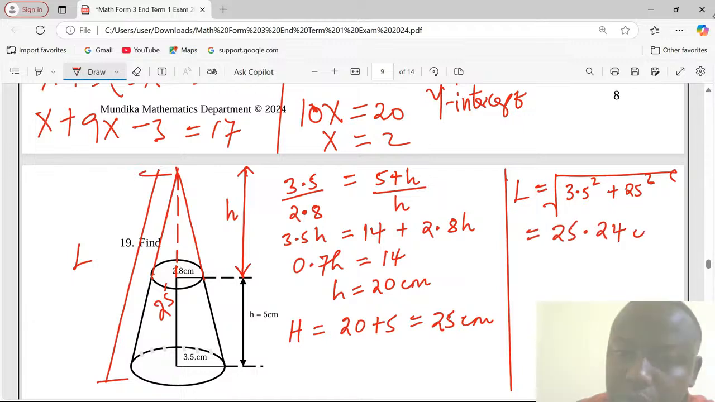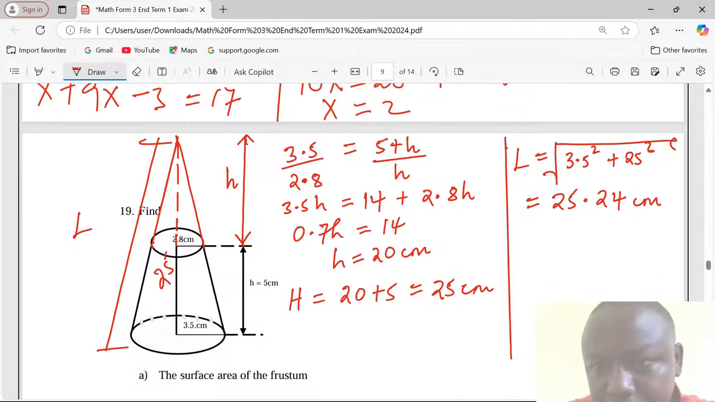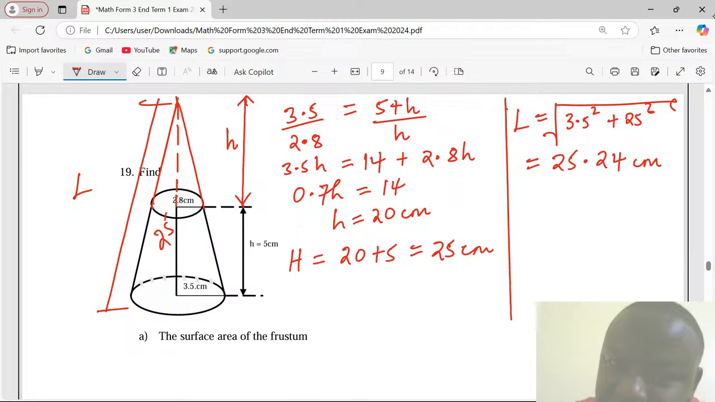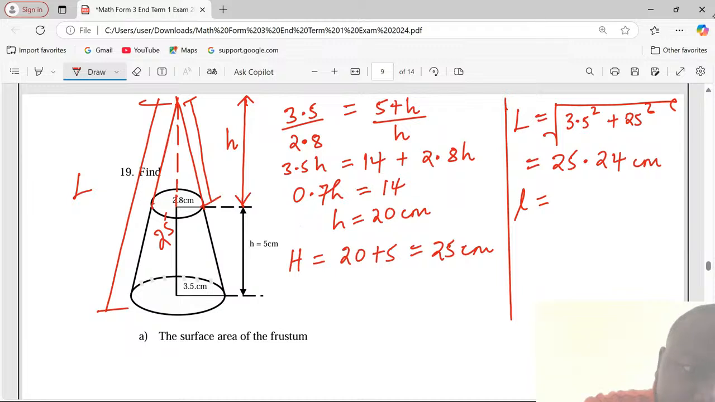25.24 centimeters. There is also a small slanting height for the cone which was cut off.